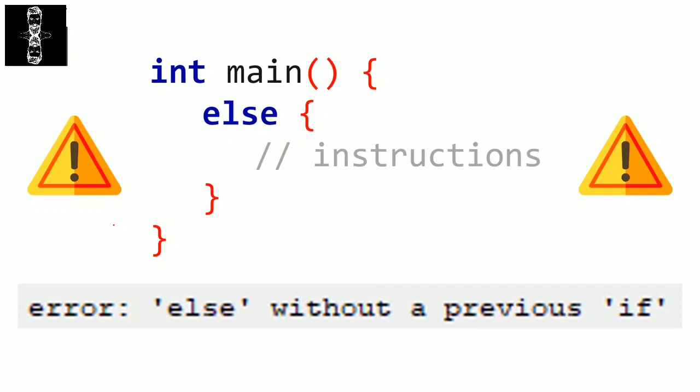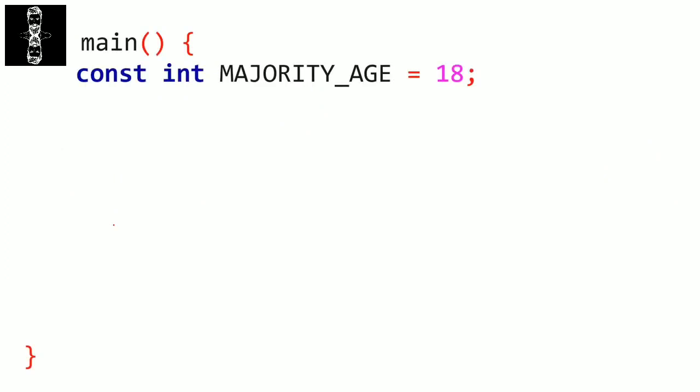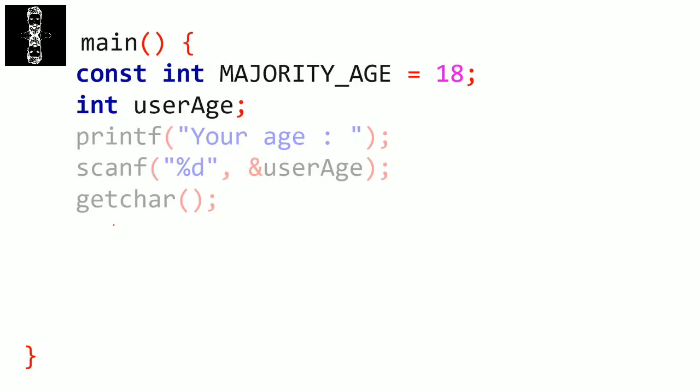Let's take an example. We will make a program to see if a person has the majority age or not yet. For that, we need a constant variable named majority age. The majority age is 18. We choose the constant variable because the majority age won't change. And now we need a variable age to get the age of the user. Then we ask for the age.